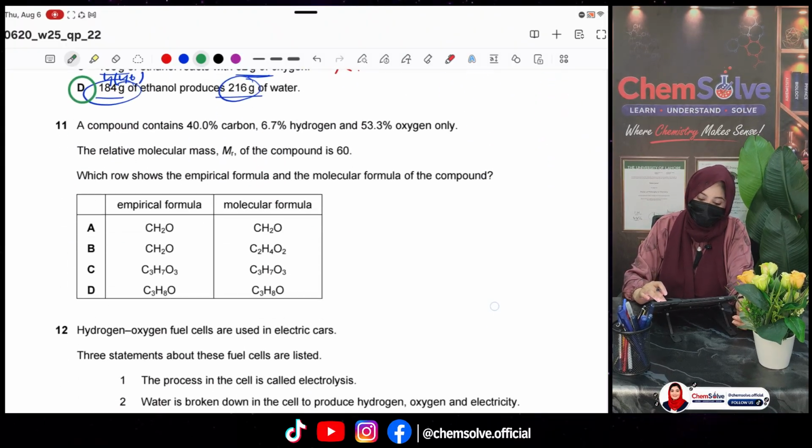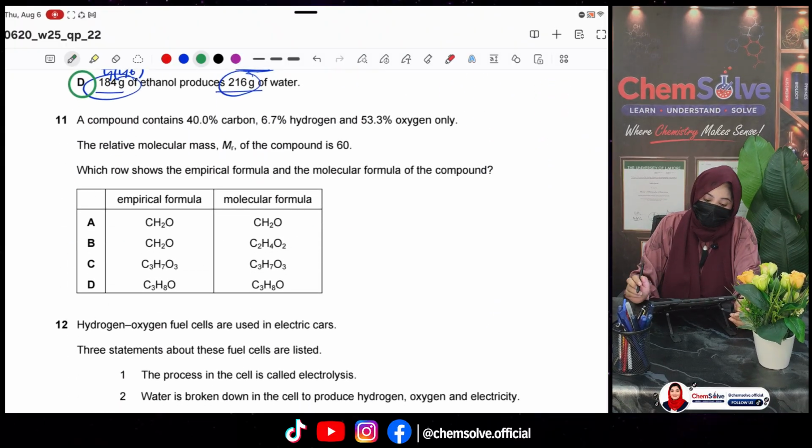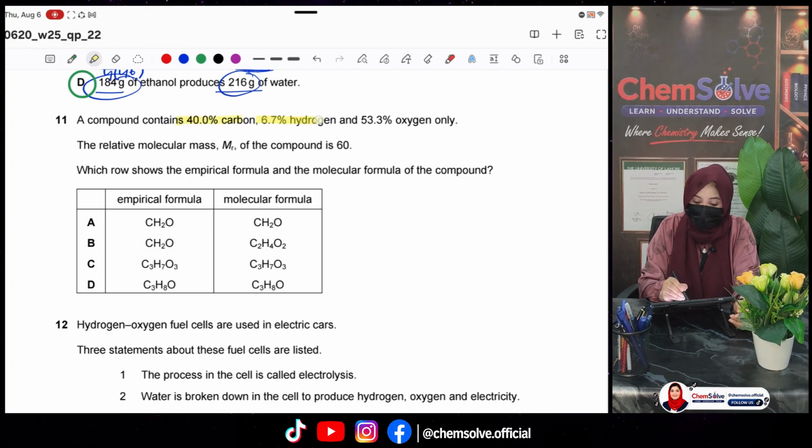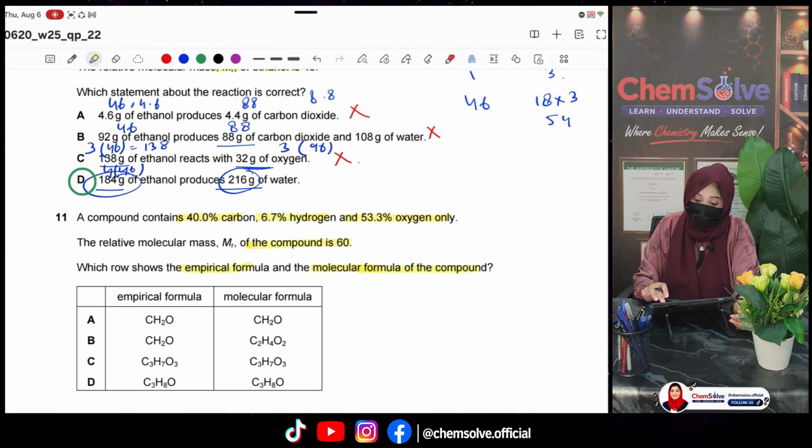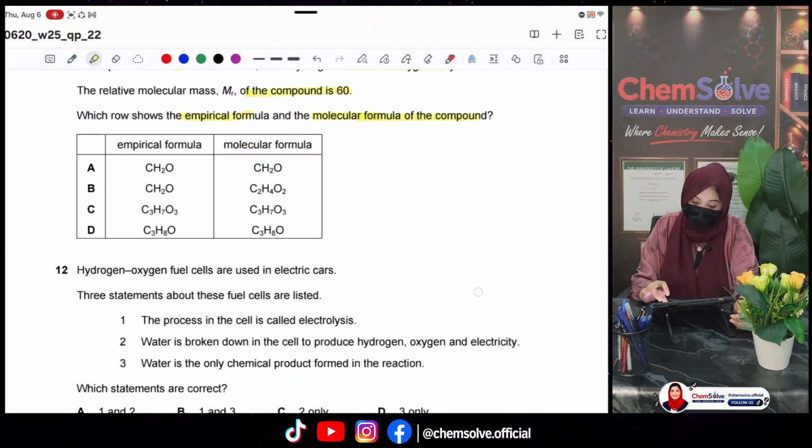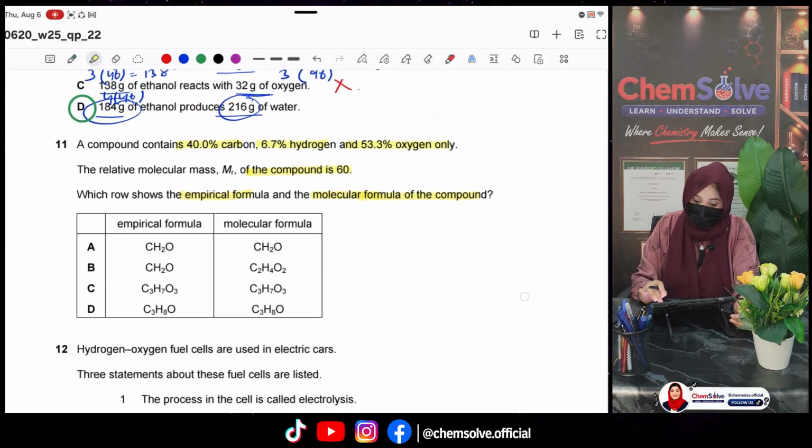Now let's move to question number 11. A compound contains 40 grams of carbon, 6.7 grams of hydrogen, and 53.3 grams of oxygen only. The relative mass of the compound is 60. Which row describes the empirical formula and the molecular formula of the compound? So it's a lengthy calculation. Let's solve it.